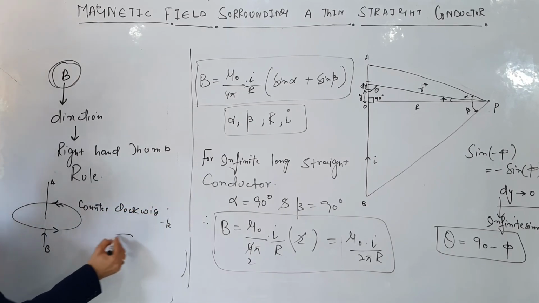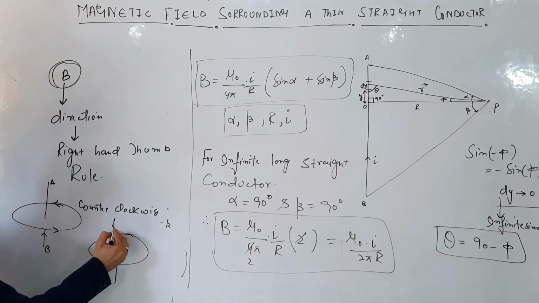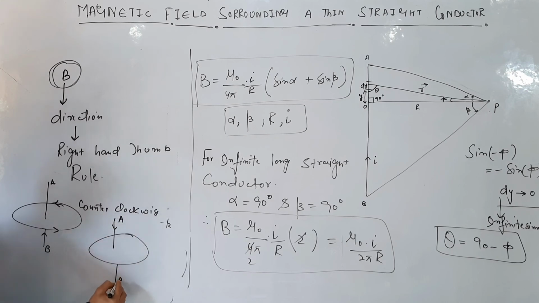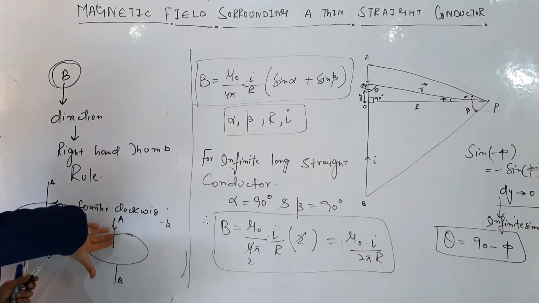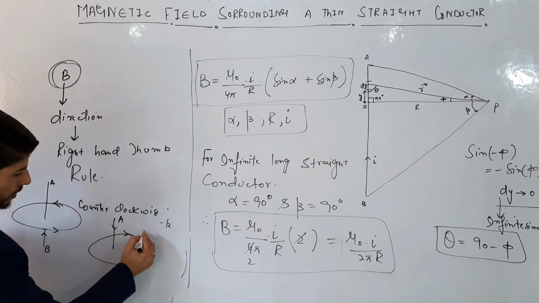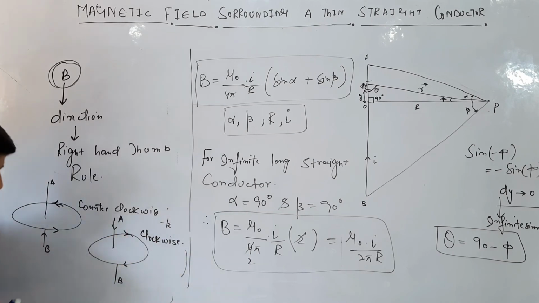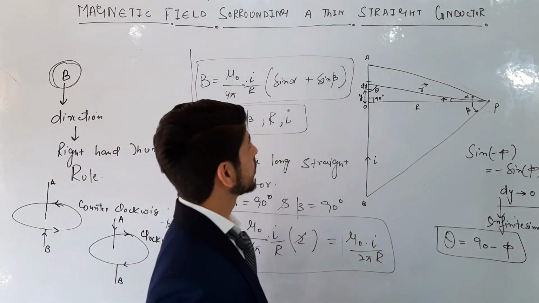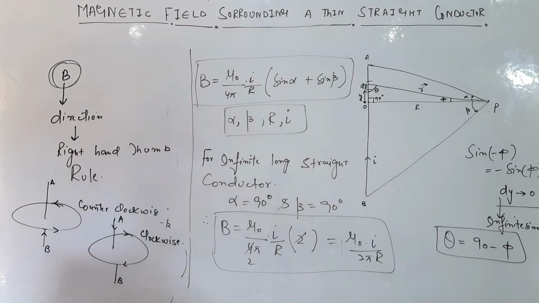Suppose the current is approaching from point A to point B, what will be the direction? The current is in this direction, and the curl will be clockwise. Isn't it? I hope you understand the direction of the magnetic field due to this long straight thin conductor. For an infinite conductor also, the direction is the same.